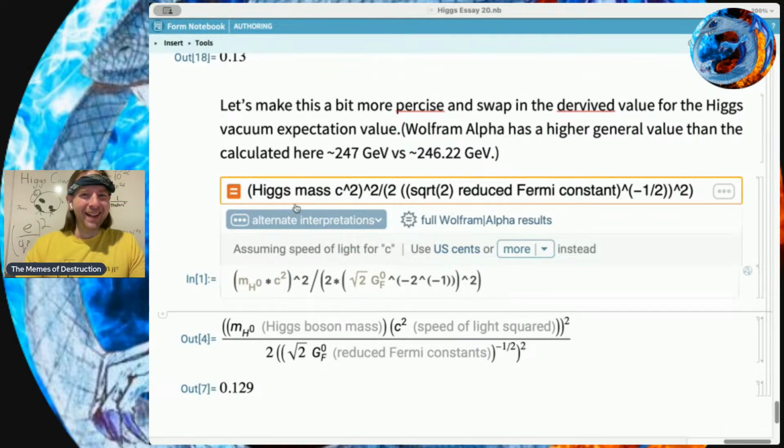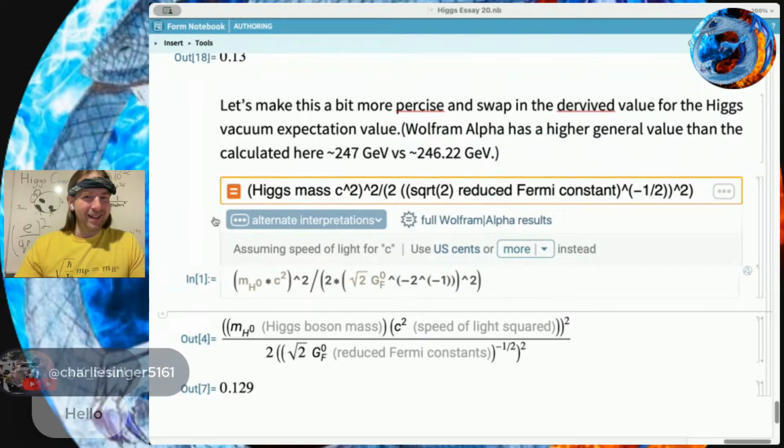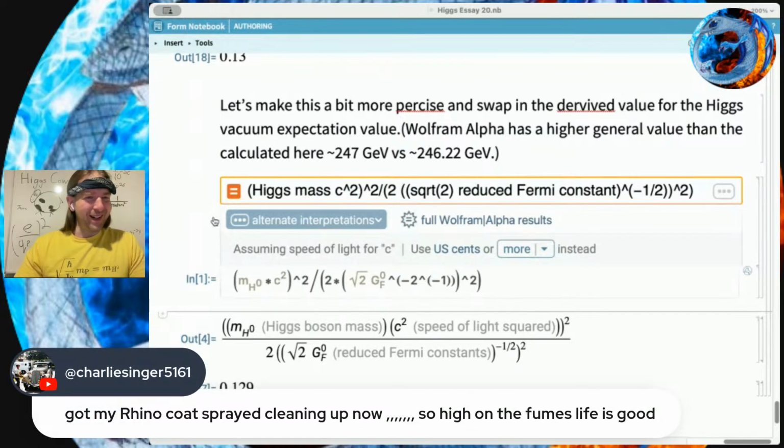Hey, K Show, my friends, welcome. Yes. There we go. All right. Well, Charlie, you've got to be careful of that rhino lining. It seems like armor to me. Don't touch it. Be wary of the fumes.